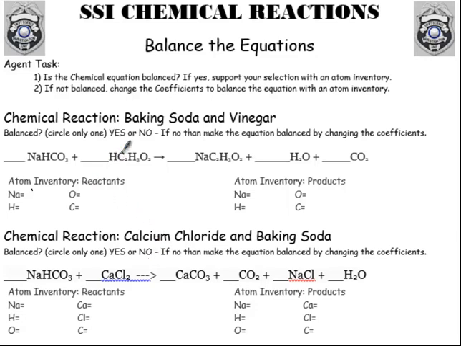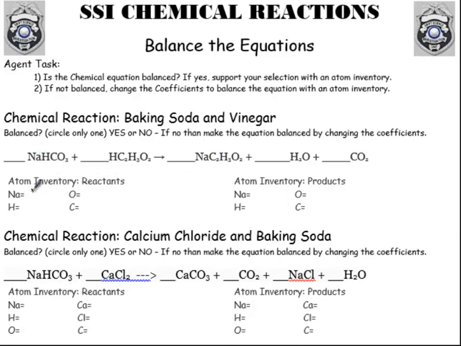Just a quick reminder that the materials that we start with, to the left of the arrow, are going to be the reactants. To the right of the arrow are going to be the products. To figure out if a chemical equation is balanced, you must make sure you have the same number of each atom on both sides of the chemical reaction, both within the reactants and the products. So let's do this together here.